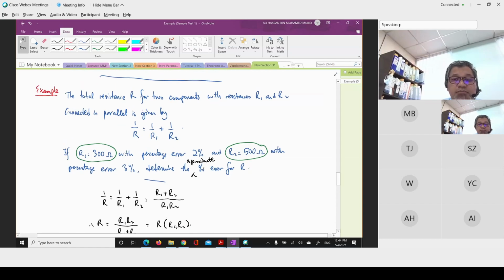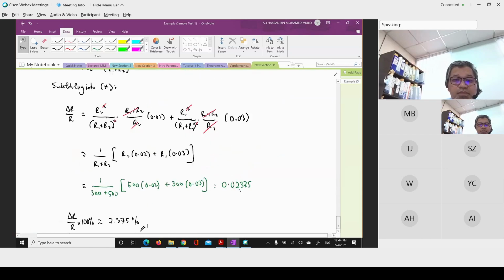Determine the approximate percentage error for R. Do you have any question here?